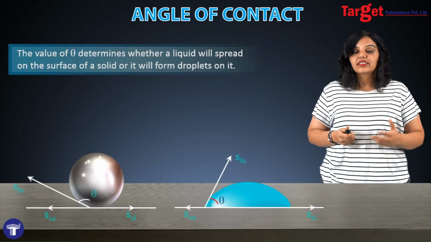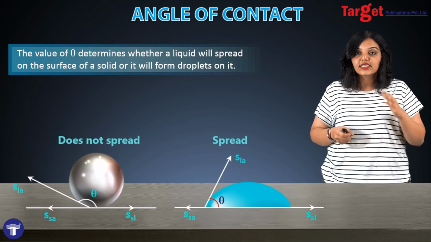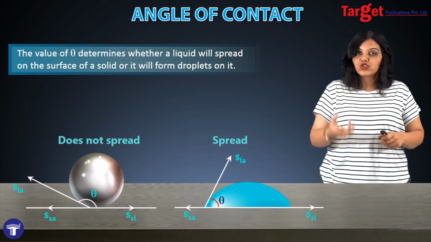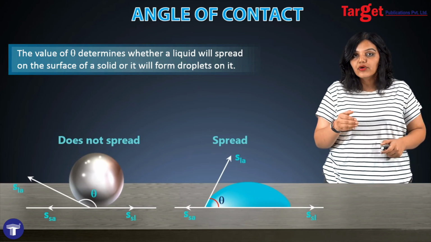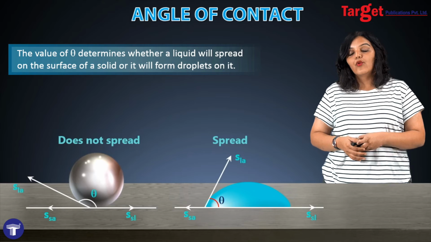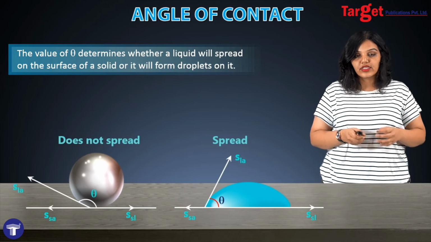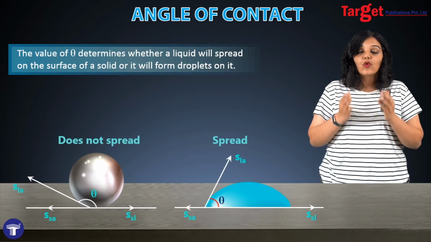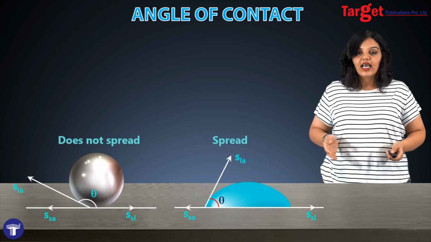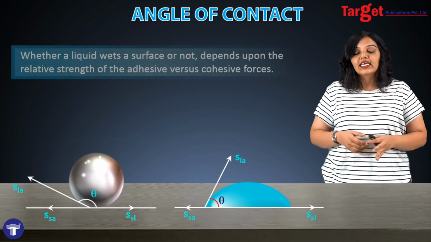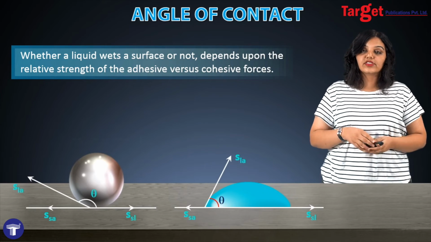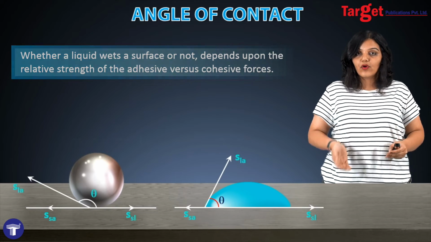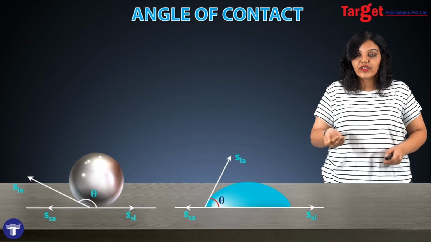Thus, we can see that the value of theta will actually determine whether a liquid spreads on the surface of a solid or forms droplets on it. We know that mercury forms droplets on the surface, whereas a drop of water will spread on the surface. And then it is obvious that the angle of contact is quite different in both cases. And the conclusion we will make is that whether a liquid wets a surface or not depends upon the strength of the adhesive versus the cohesive forces, as mentioned in the beginning of the video.